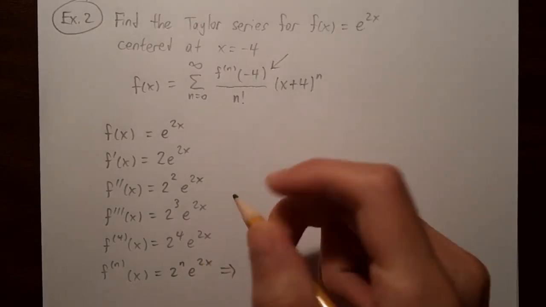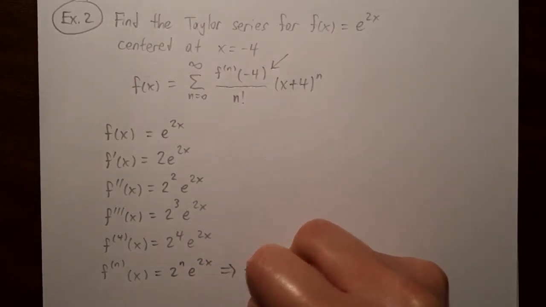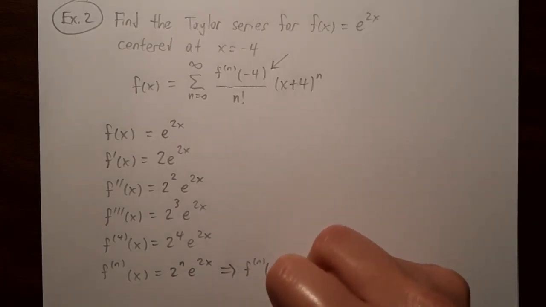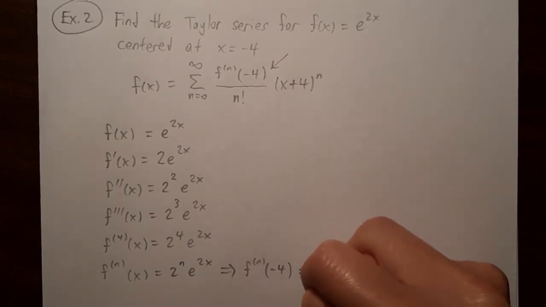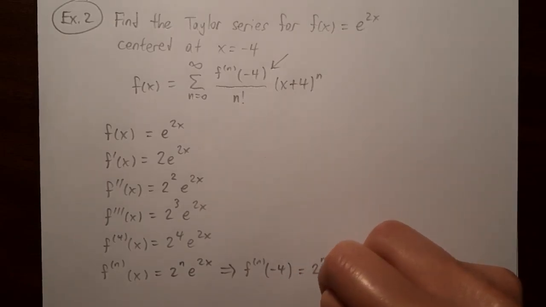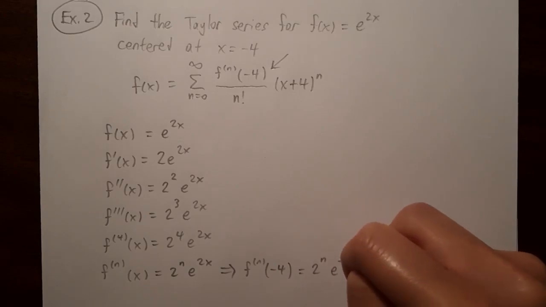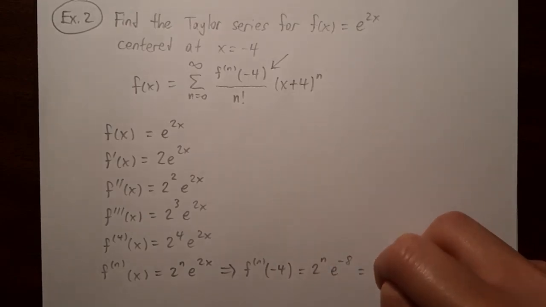Which tells me then that at x equals -4, which is the only point we actually care about in this case, we're going to get 2 to the n times e to the -8, or to write it another way, 2 to the n divided by e to the 8.